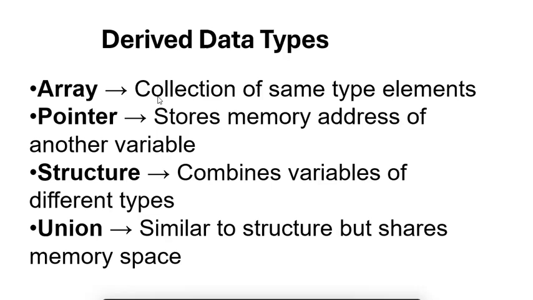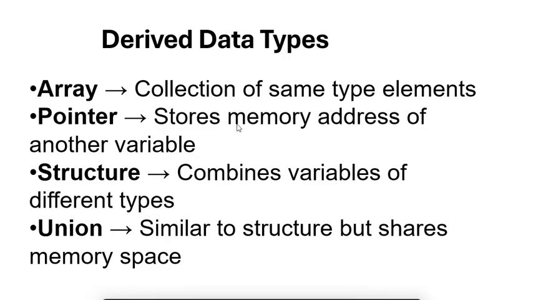Here the array means a collection of same type elements. In this array we can store the elements which are similar. For example, if I take 1, 2, 3, 4, it should be similar. If I take 1, 2, 3, 4, numbers only I have to take in that array. That is what an array is. It will store the similar type of elements.